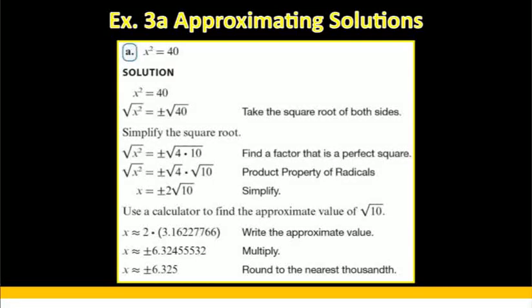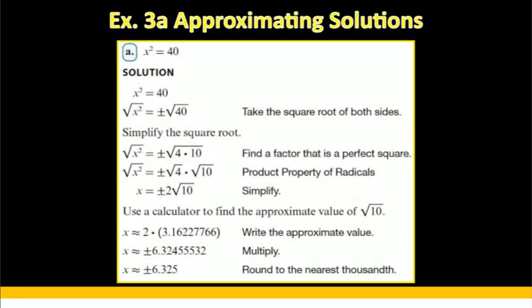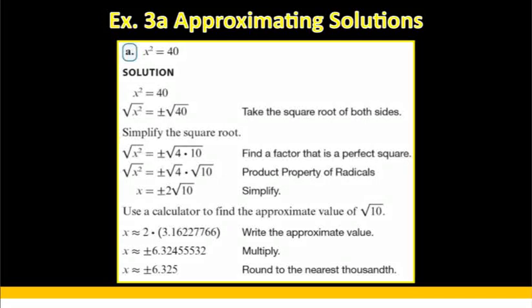Example 3, here we're approximating solutions. So not all radicands are going to be perfect squares. So here you're going to have to use your calculator to estimate the roots. And now the rule is if they don't say how to round it off to, you need to round it to the nearest thousandth place, which is 3 decimal places. So if you see in this example, x squared equals 40. 40 is not a perfect square. So when you find the square roots of both sides, you end up with square root of 40.